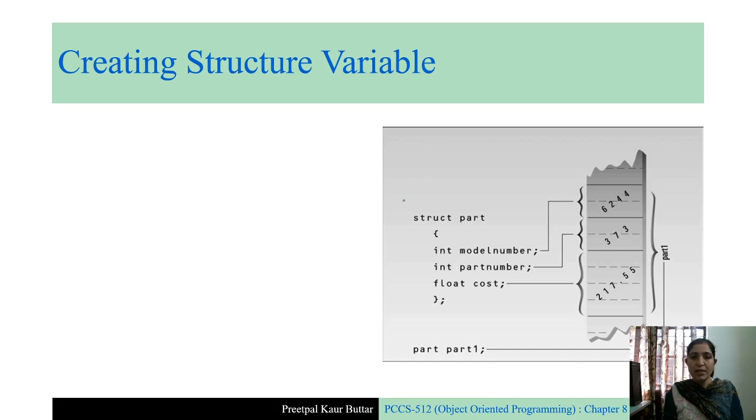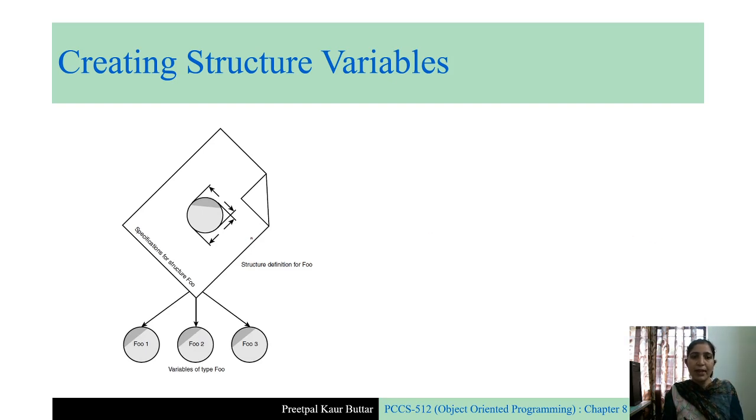So how is the structure variable then created? Using this syntax: the name of the structure and then the name of the variable. When you do this, memory will be allocated equal to the size of the structure. Here, for example, 2 bytes are reserved for int model number, 2 bytes for int part number and 4 bytes for float cost, right?